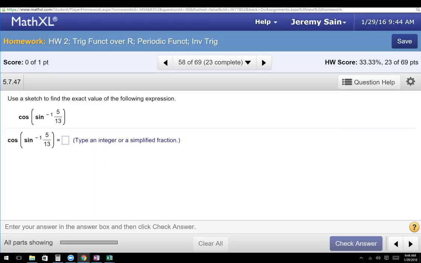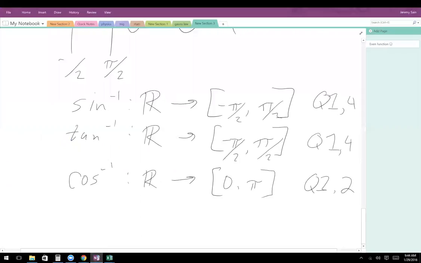Okay, as far as what this says, inverse sine of 5 over 13, that means go to the angle where y is 5 over 13. What's the x coordinate there? Because it asks for cosine, right? We could do it with a calculator, but I'm not going to.